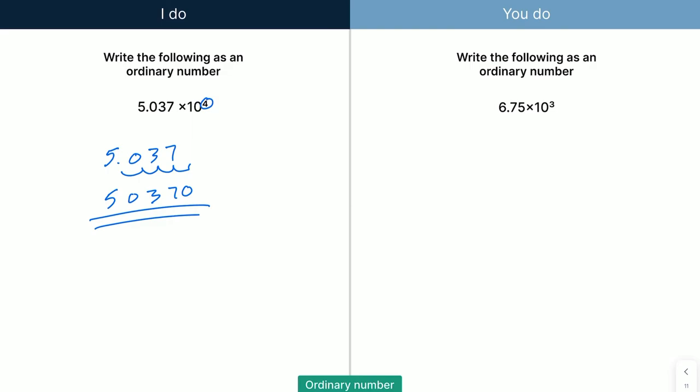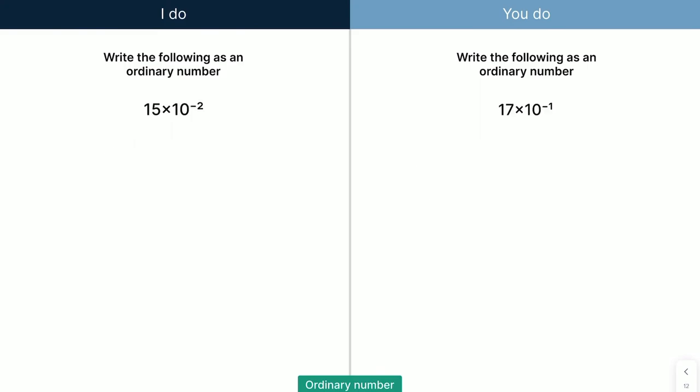So again, looking at the example on the right, hopefully you've pressed pause and had a go. We hop the decimal once, twice, 3 times. So the decimal then ends up there. So that's 6750. You don't need the decimal at the end again, but that is your final answer.